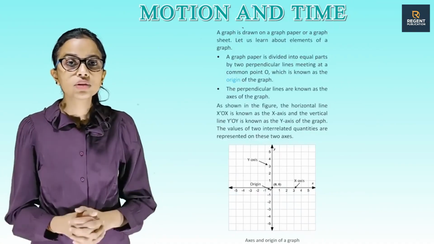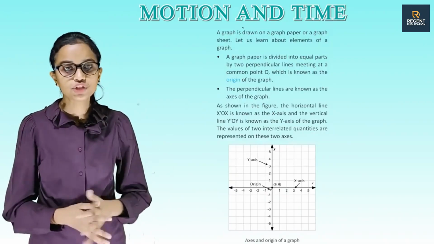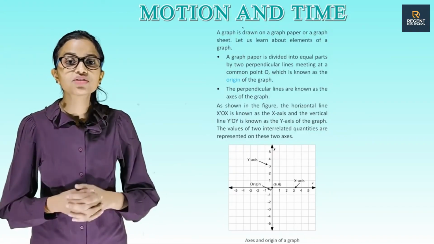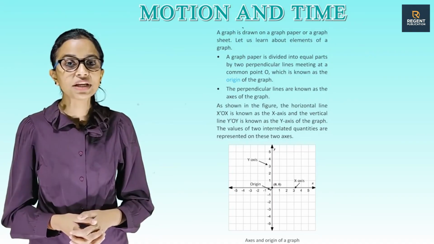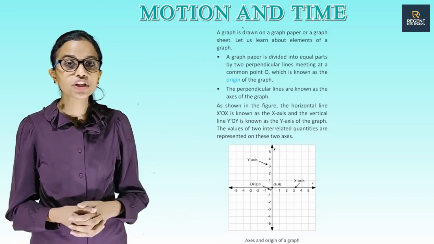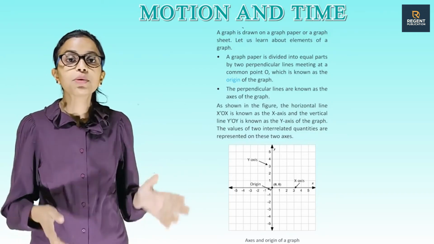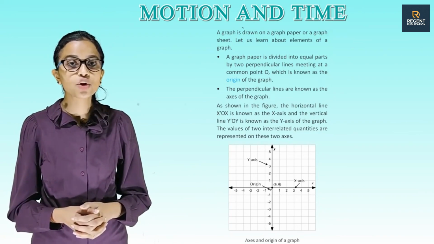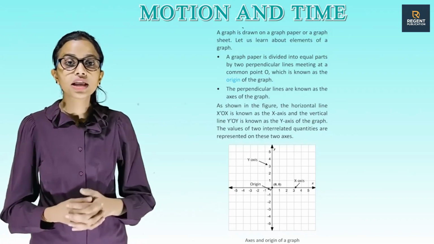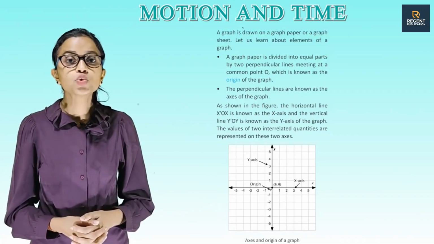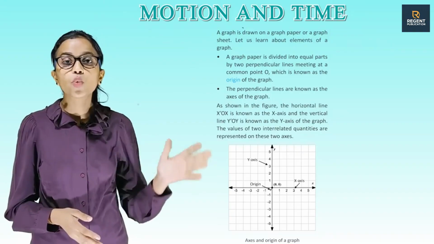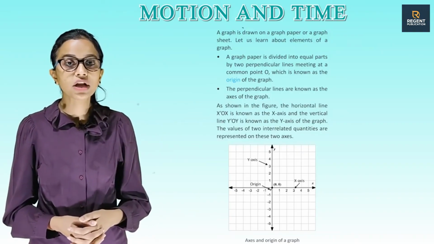A graph is drawn on a graph paper or a graph sheet. Let us learn about elements of a graph. A graph paper is divided into equal parts by two perpendicular lines meeting at a common point O, which is known as the origin of the graph. The perpendicular lines are known as the axes of the graph. As shown in the figure, the horizontal line XOX' is known as the x-axis and the vertical line YOY' is known as the y-axis of the graph.